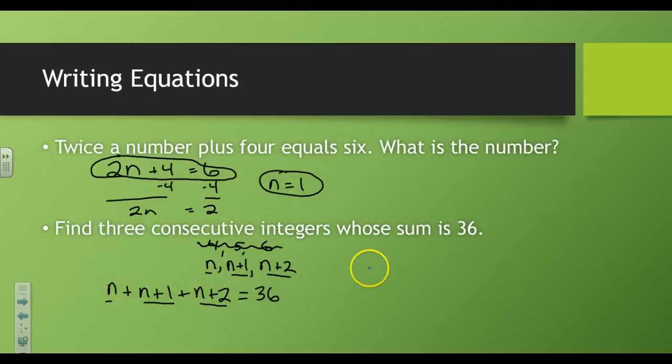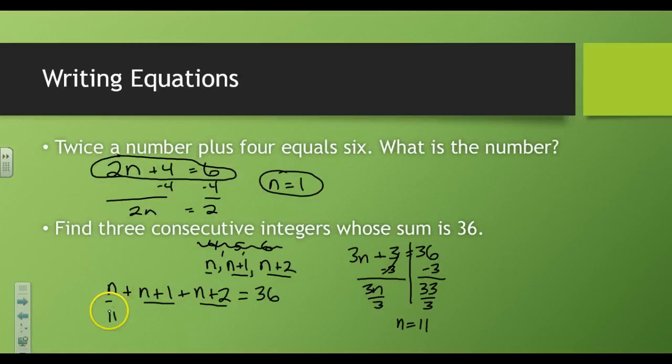1, 2, 3n plus 1 plus 2 is 3 equals 36. Subtract 3. 3n equals 33. Divide by 3. And n equals 11. Is that my answer? Nope. So my answer is 11, 11 plus 1, 12, 11 plus 2, 13. So here are the 2 pieces that I'm looking for in that example.